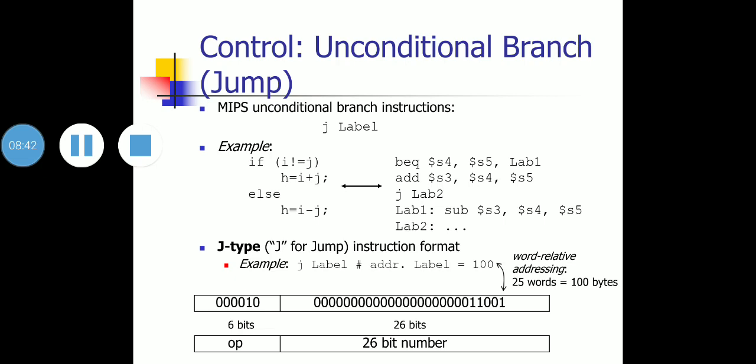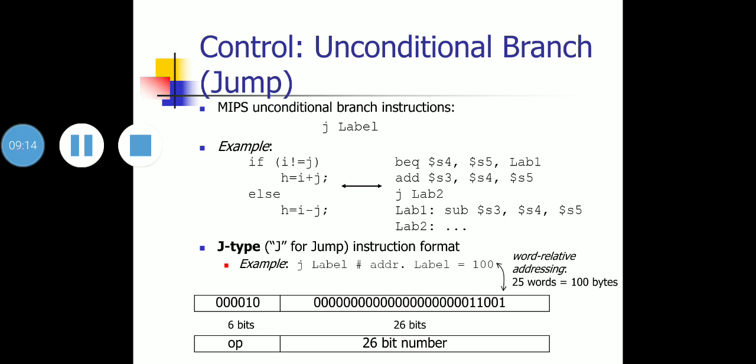So this BNE and BEQ, which we discussed in the previous slides, are called conditional branches. And another branch is called an unconditional branch, which is a J-type instruction. Load and store are I-type instructions, and arithmetic instructions are R-type instructions. Now this unconditional branch is called a J-type instruction. It is represented as J label.